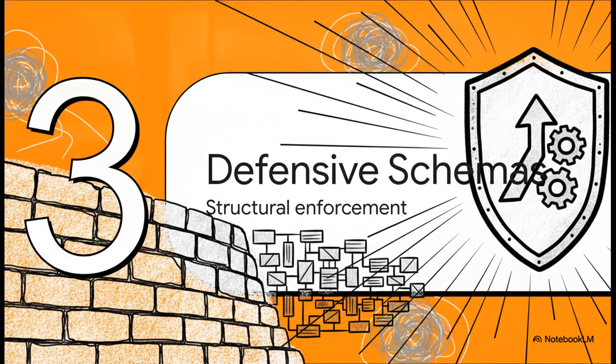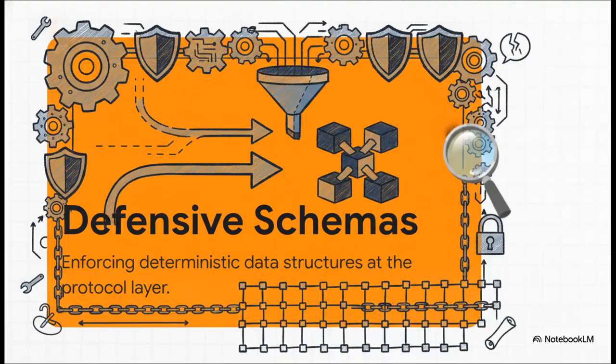Section 3, Enforcing Defensive Schemas. It is time to shift our focus entirely to the rock-solid solution. Defensive schemas mean enforcing deterministic data structures down at the protocol layer rather than just crossing your fingers and relying on raw text generation. Writing longer, more aggressive system instructions begging the AI to format correctly, that's not the answer. You have to lock the model into a structure it literally cannot break.